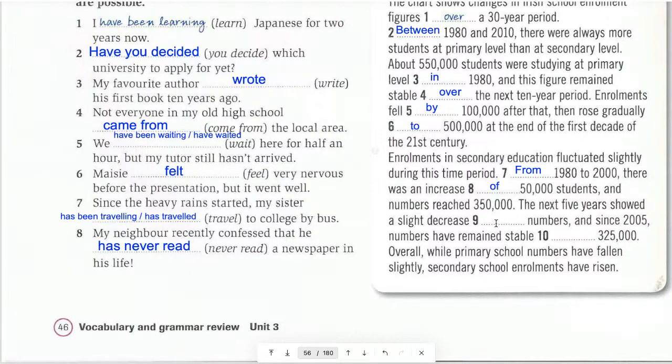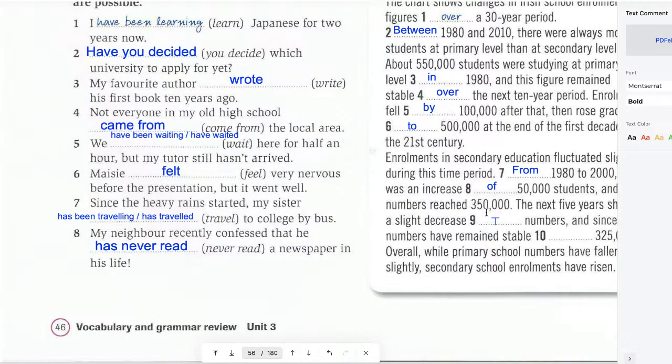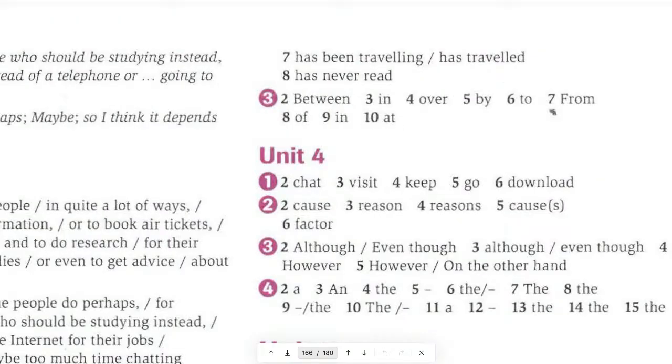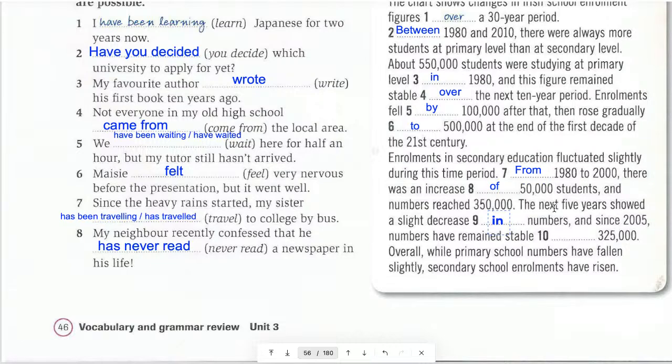Okay, stop right there. So the answer for number 9 is in, right? Is that correct? Yeah? Okay. Number 9, the answer is in. Now tell me why. Why is the answer in?